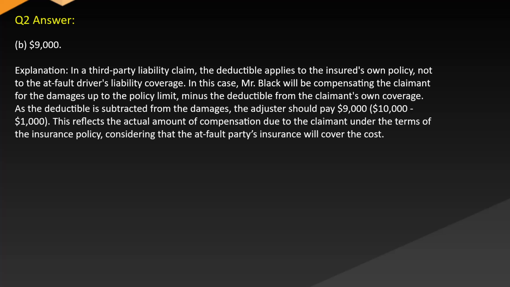In this case, Mr. Black will be compensating the claimant for the damages up to the policy limit minus the deductible from the claimant's own coverage. As the deductible is subtracted from the damages, the adjuster should pay $9,000, which is $10,000 minus $1,000. This reflects the actual amount of compensation due to the claimant under the terms of the insurance policy, considering that the at-fault party's insurance will cover the cost.